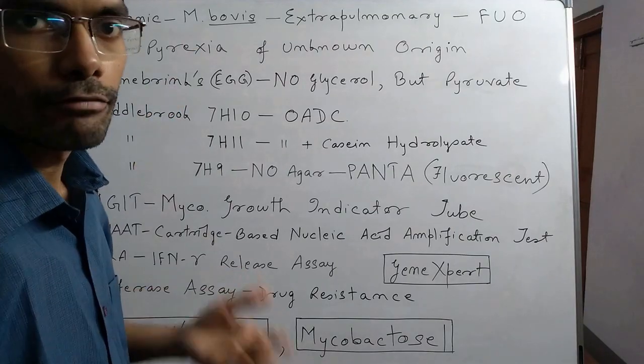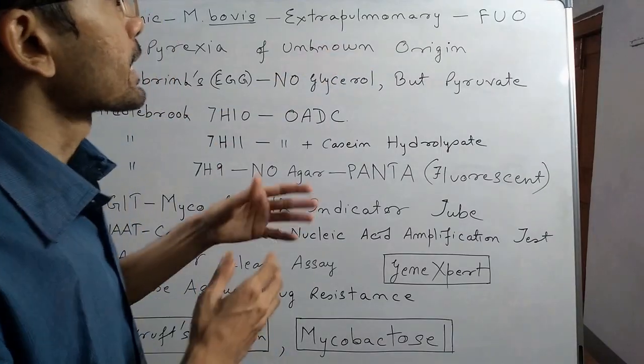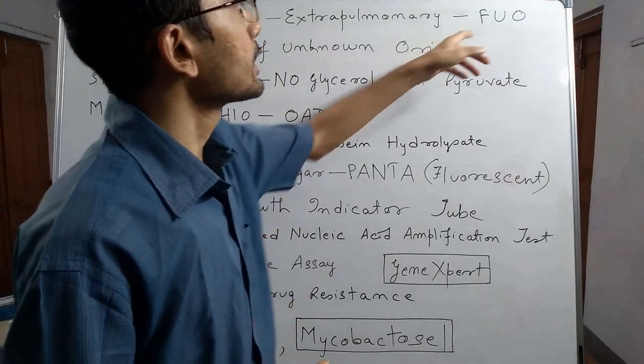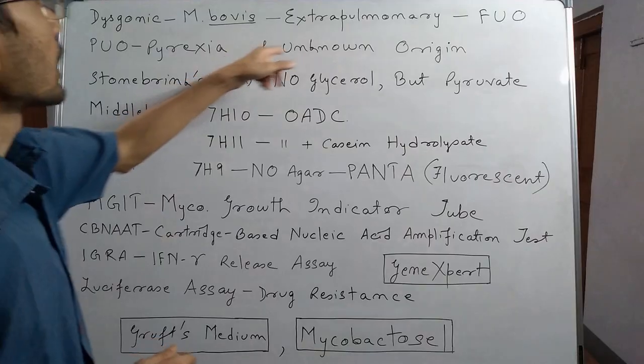M. bovis, whenever it infects humans, most often causes extrapulmonary TB, and extrapulmonary TB is commonly the reason behind fever of unknown origin or pyrexia of unknown origin.